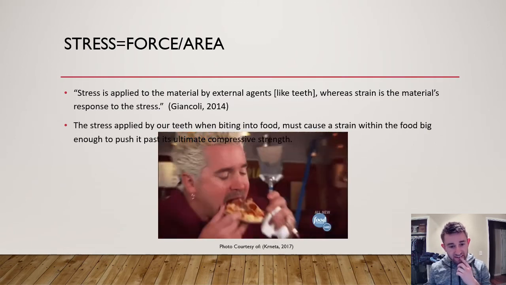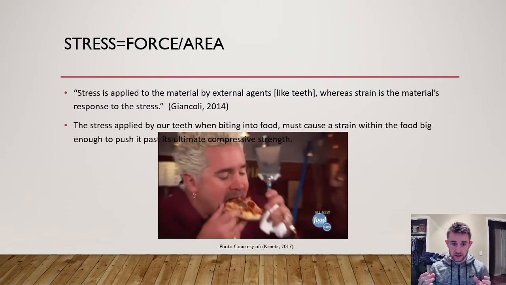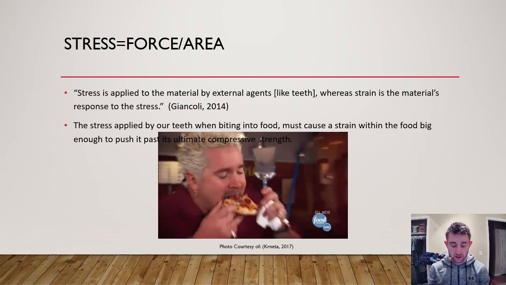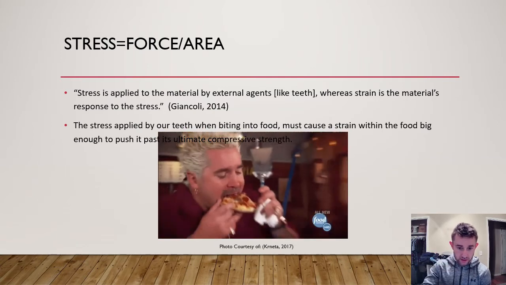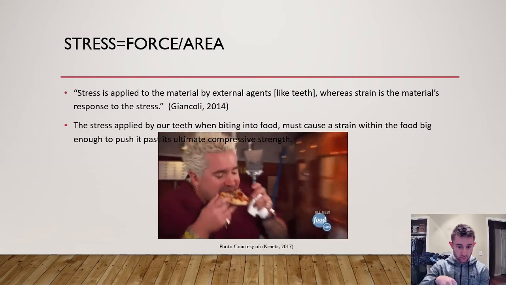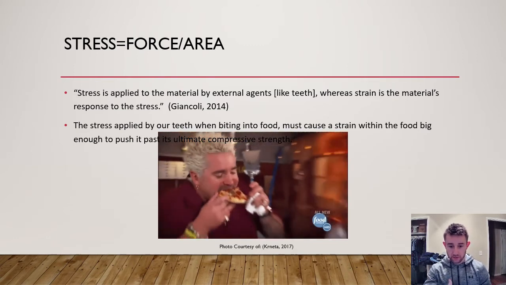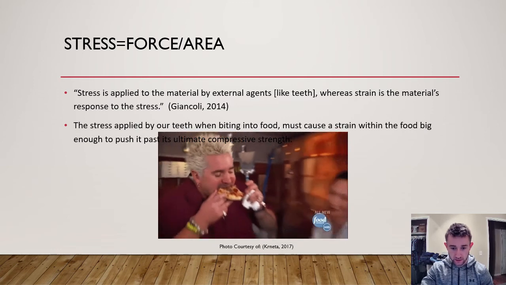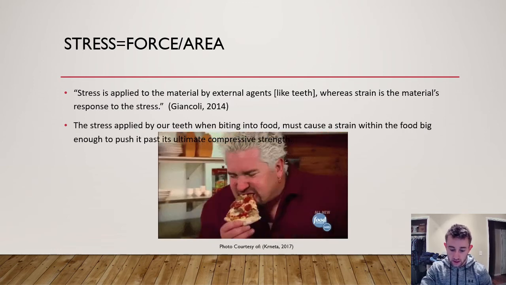So we need our front teeth, the teeth that have a smaller surface area, to apply more stress so they can apply more strain on the food so we can break apart that food and get it into our mouth, like Guy is doing right here with the pizza.